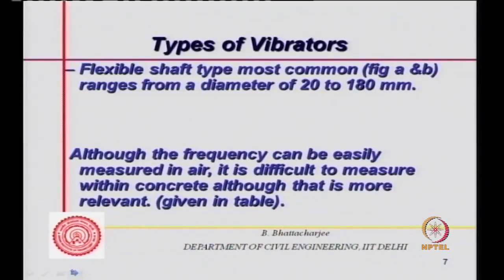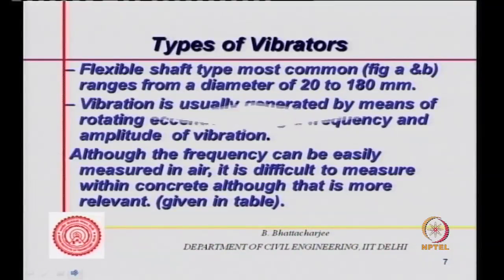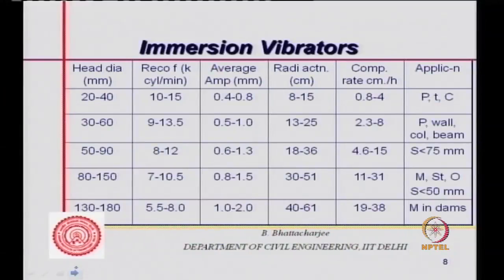This flexible shaft type is the most common, and its diameter can range from 20 millimeter to about 180 millimeter. Usually vibration is generated by means of a rotating eccentric, as we said, having a frequency and amplitude of vibration. Data on frequencies etc. is available. So dimensions are from 20 to 80, up to 180.